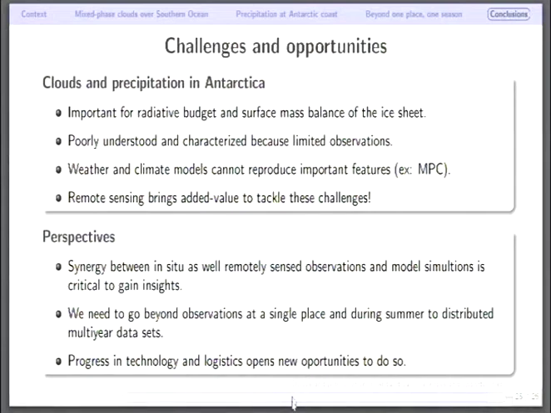the case until recently. So in terms of perspective, I strongly believe in a synergy between in situ as well as remotely sensed observation and model. You have to combine the two to understand what's going on, as hopefully I was able to convince you through these 2 case studies I showed before.